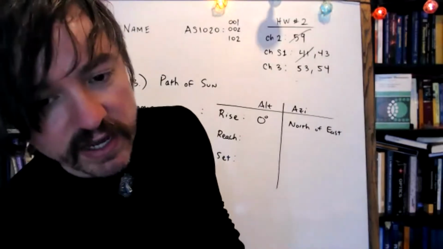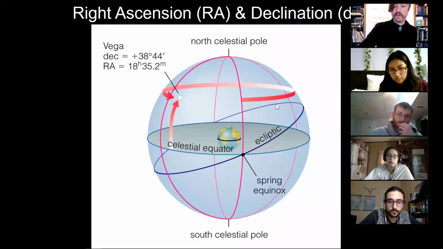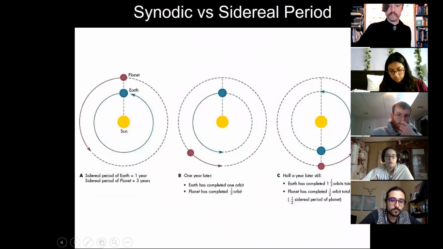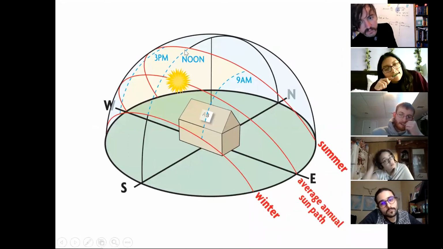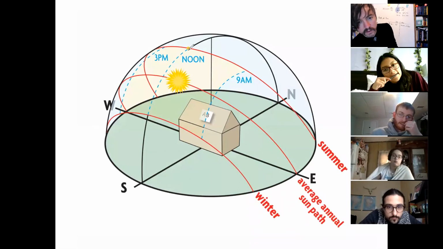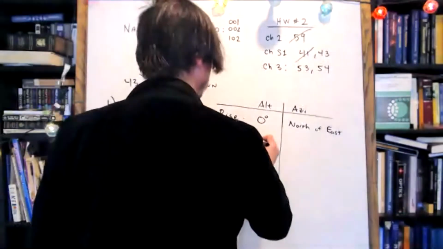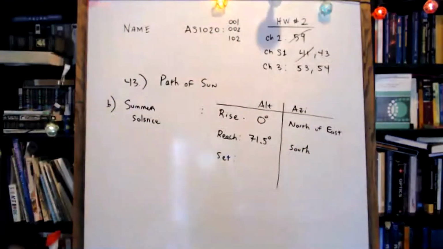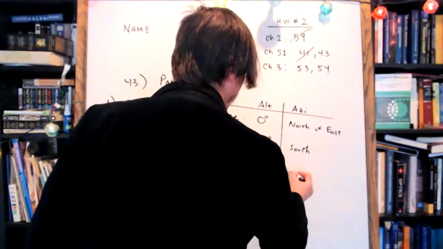Okay, what's the reach on the summer solstice? Here's a hint. We just did this. How high will the sun get on the summer solstice? 71 degrees. Yep. 71.5 degrees south. And then it will set back at 0 degrees north of west.